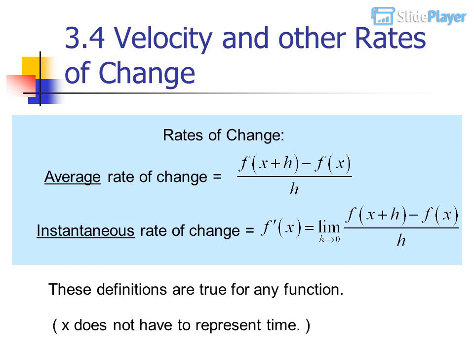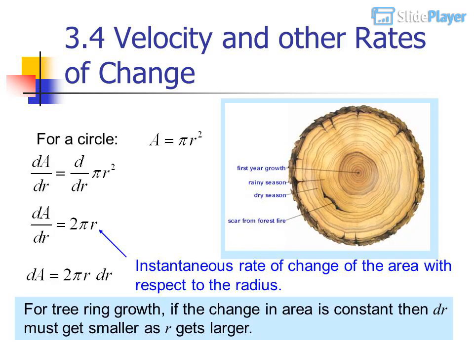Average rate of change equals the change in y over the change in x. Instantaneous rate of change equals the derivative. These definitions are true for any function. x does not have to represent time. For a circle, the instantaneous rate of change of the area with respect to the radius. For tree ring growth, if the change in area is constant, then dr must get smaller as r gets larger.